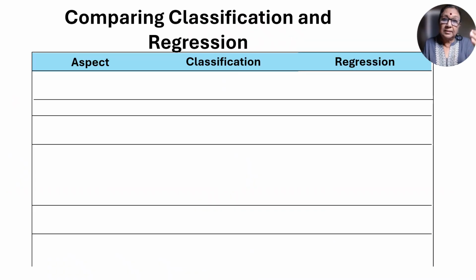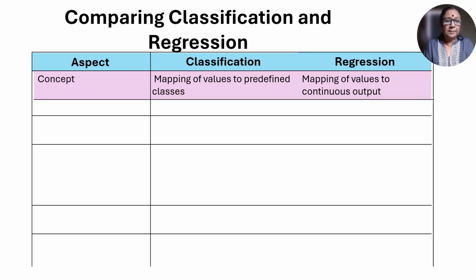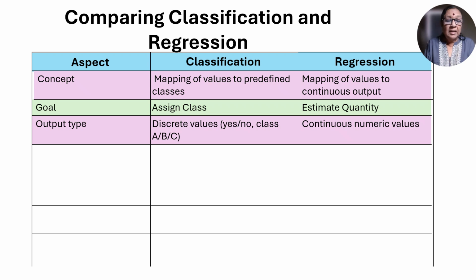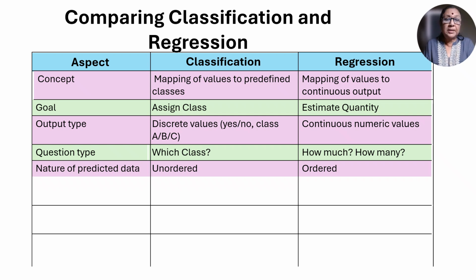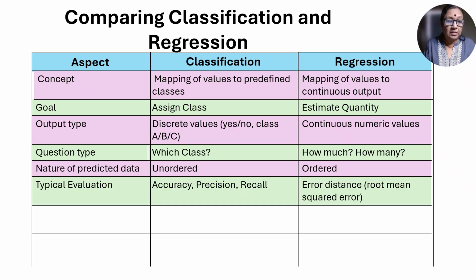So now let's look at the comparison between classification and regression to summarize what we've learned. Here the concept is mapping of values to predefined classes. Here we are mapping the values to a continuous output. The goal is to assign a class. Here it is to estimate a quantity. Here the output is a discrete value, yes, no, or class A, B, C. Here it is a continuous, numerical value. The question type is which class. Here we ask how much, how many. The nature of prediction data here is unordered. Here it is a little ordered because we are fitting it into a curve.